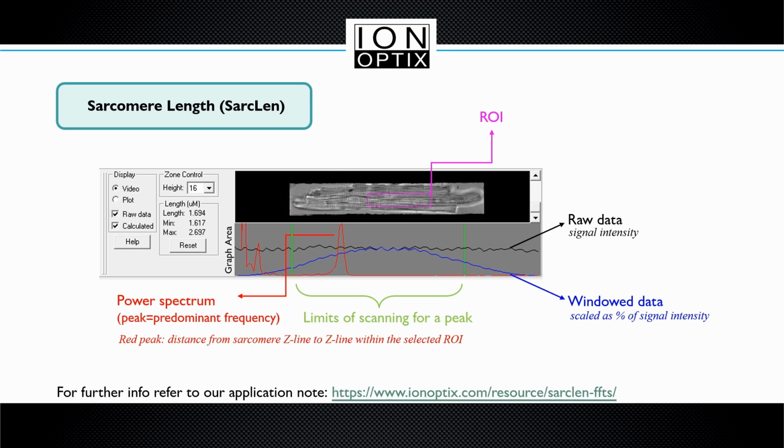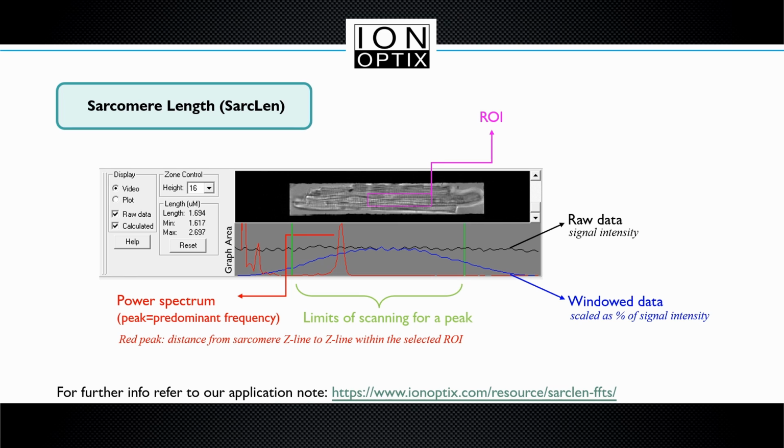When you are using the Sarcomere Length module in IonWizard, you might be wondering about the significance of the lines you see on the screen. We will provide a brief explanation here, but for more in-depth details, please refer to our linked application note. First, there is the ROI, which stands for Region of Interest. You can select this area by adjusting the size of the magenta rectangle and its position.